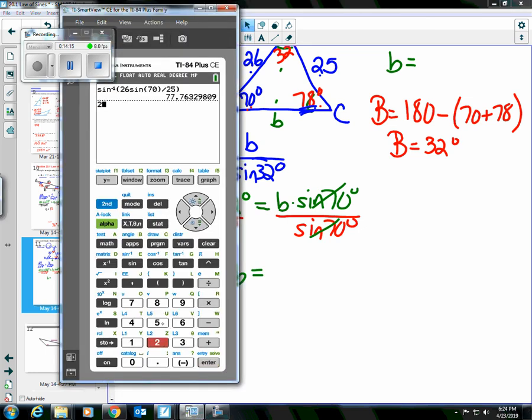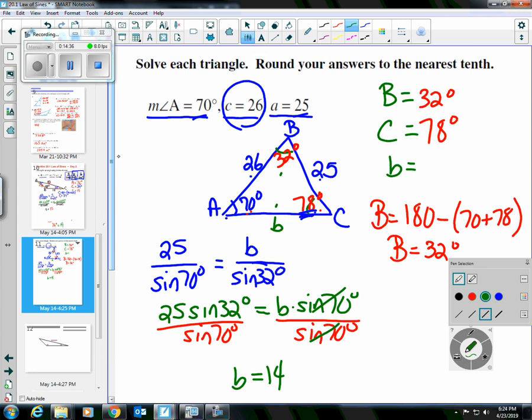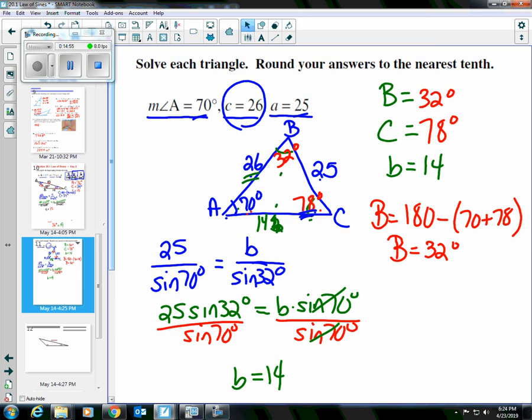So we have 25 times the sine of 32. Again, finish off that parenthesis, and then divided by the sine of 70, which turns out to be, rounding to the nearest whole, 14. All right, so let's double check our reasonableness here and see how accurate this is. For 14, I'll fill that in on this side, so that's 14. So it's across from the smallest angle, so it should be the shortest side. And is it? Absolutely. And then 25, that's across from the 70. That's the angle that's in the middle. 78 is the biggest angle, and it's across from the longest side. So I know my answers are reasonable.